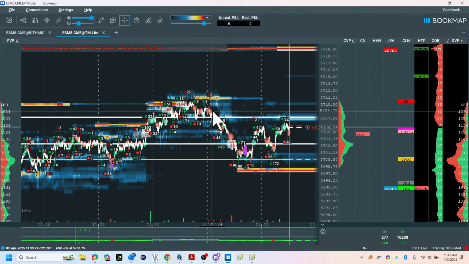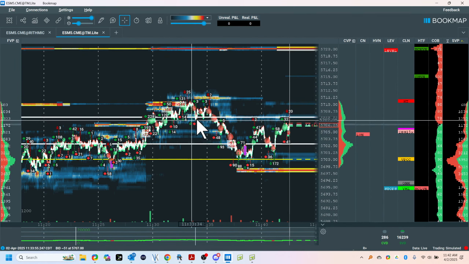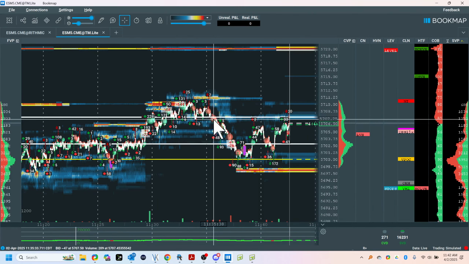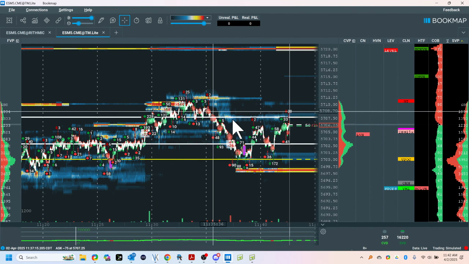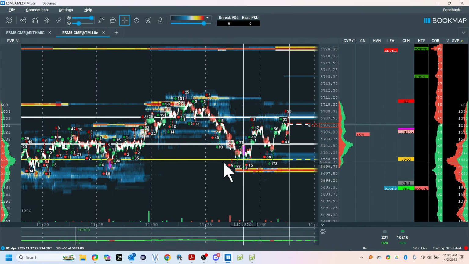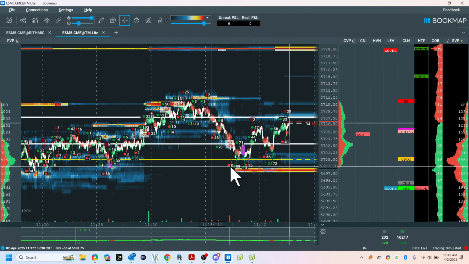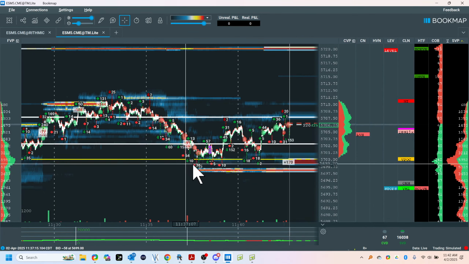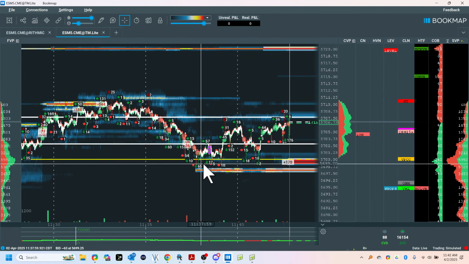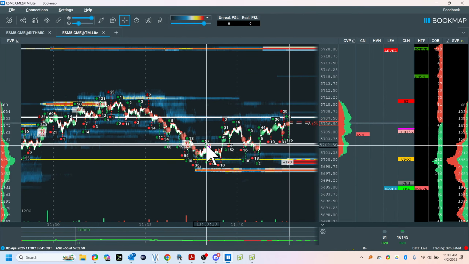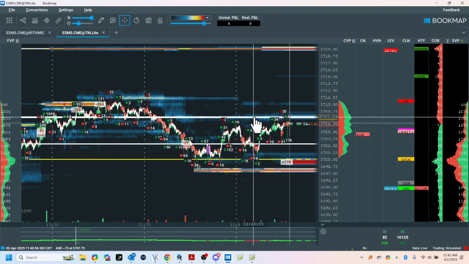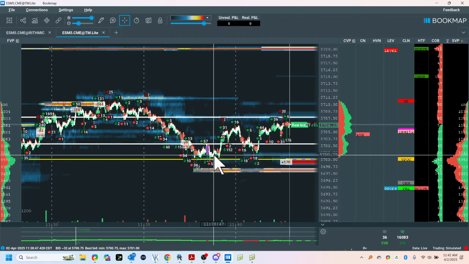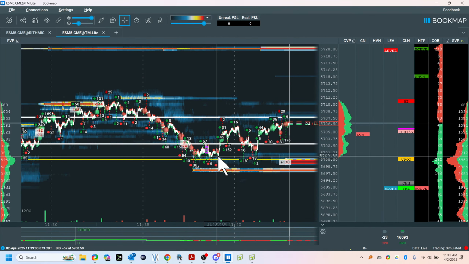I am interpreting that the buyers were here. The sellers took control and got into the stops here. I now have 90 stops coming out, and what else? There's a stop, 50, 80, 90, buy icebergs. There's your icebergs. There's my sweep. There's my resistance.